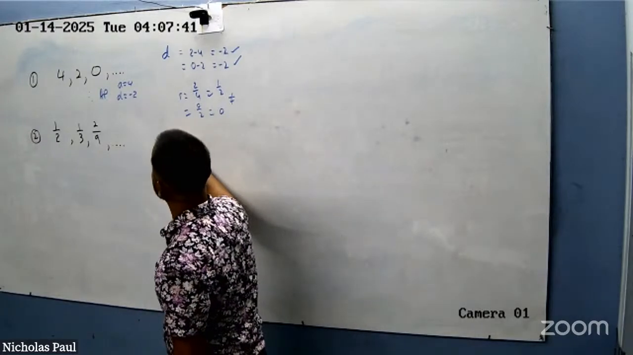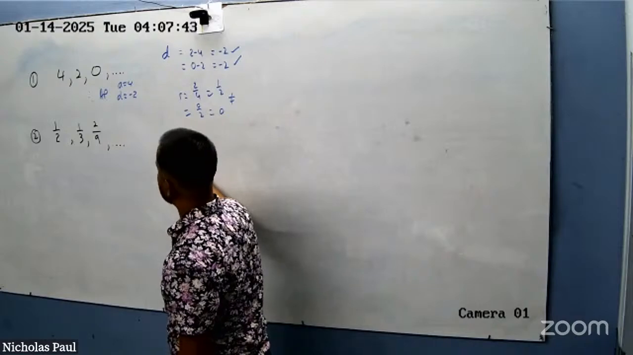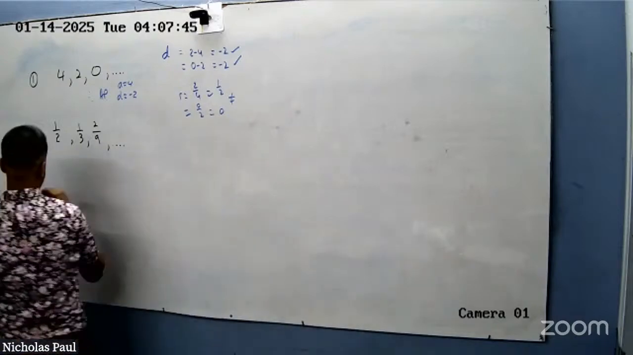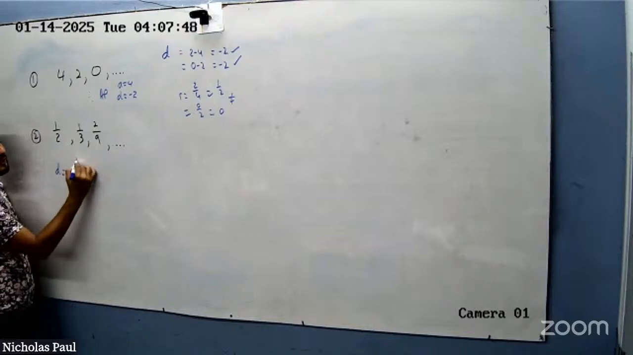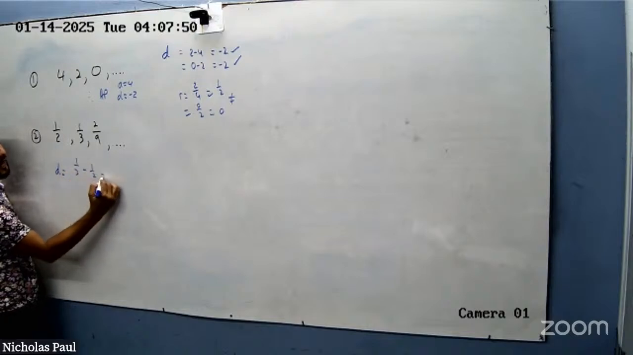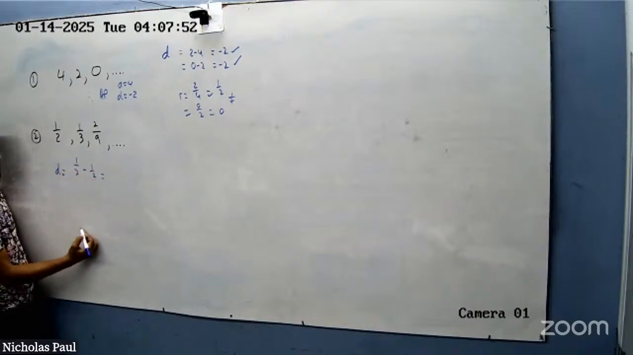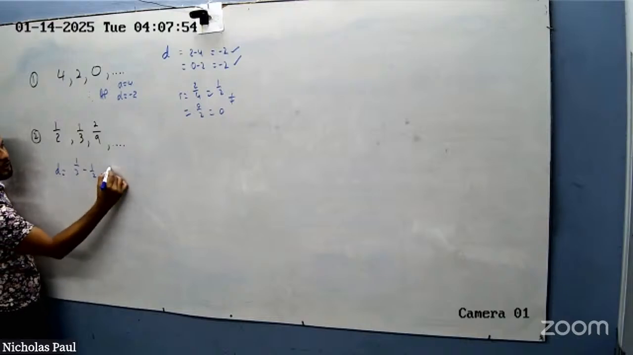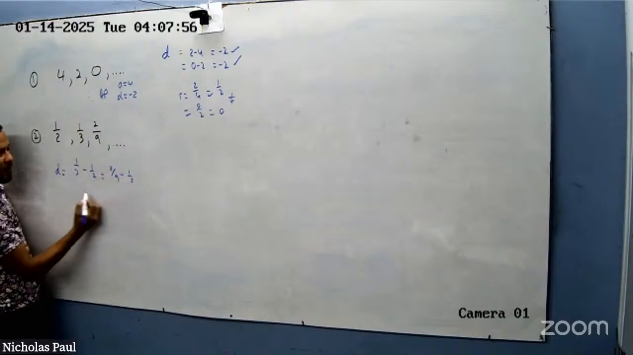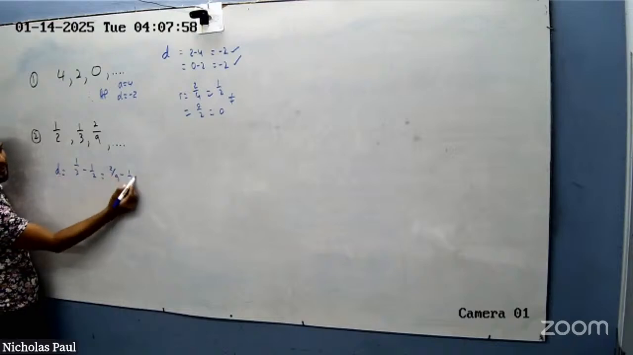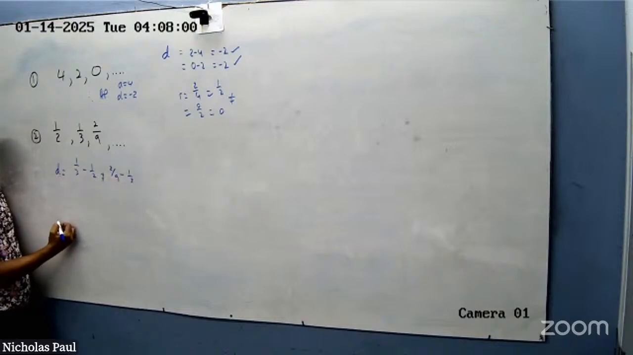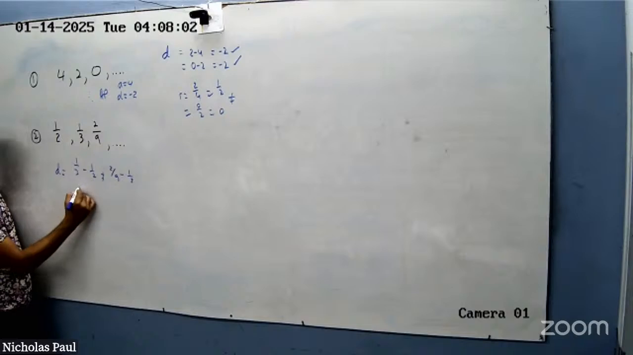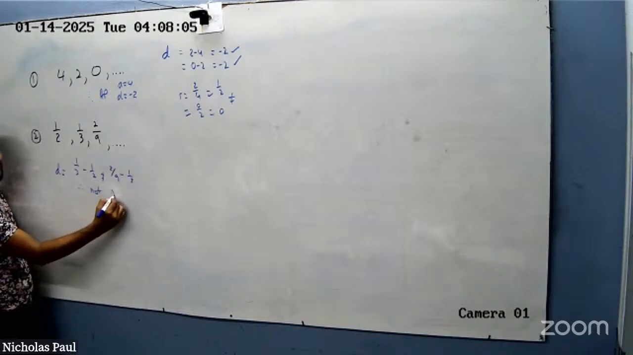Because I know what it is, in fact, I'm going to do both of them for you. So I'm going to check D. D is equal to 1/3 minus a half, and then I'm going to check 2/9 minus a third. When I work this out and I work this out, they are not the same. So therefore, not an AP.